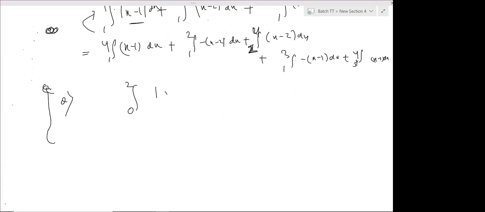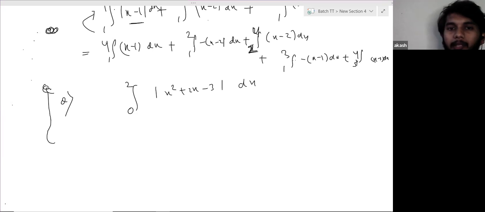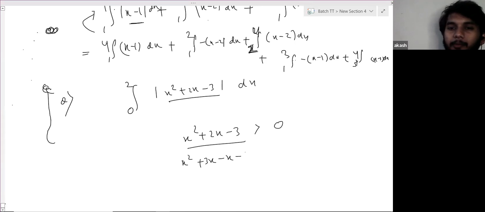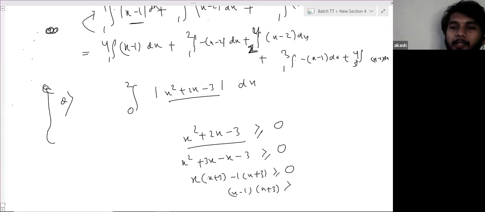Integration 0 to 2 mod x square plus 2x minus 3 dx. All right, in this case, we have to check when this is positive and this is negative. So I hope you all know how to solve this. If I have to do this greater than 0, then middle term splitting, this is x square plus 3x minus 3 greater than equal to 0. Taking x common, x plus 3, minus 1 common, x plus 3, x minus 1, x plus 3 greater than equal to 0. All right.